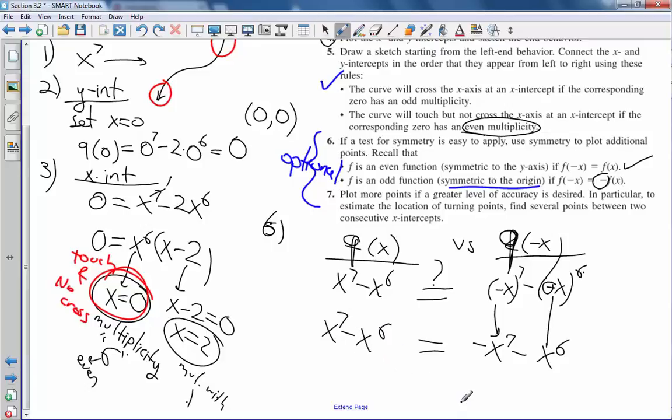I have negative x to the 6, negative x to the 6. Half of it matches, but the other half, the first one, doesn't match. They are not the same, you cannot make them the same. Sorry, it's not even. How about oddness?